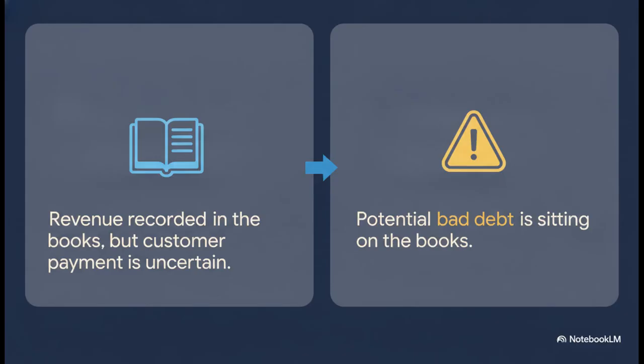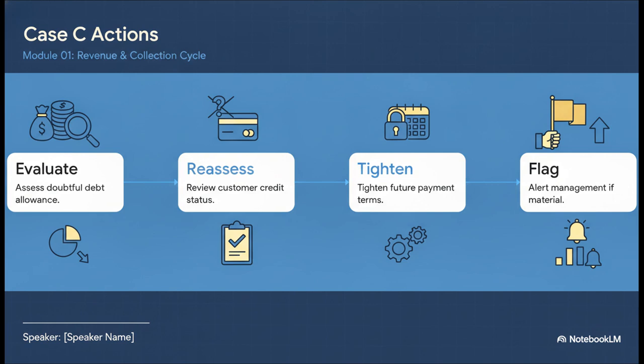Moving over to Case C, we're looking at a situation that creates a very dangerous false sense of security. Here's the deal. Revenue has been recorded in the books, but there's serious uncertainty about whether the customer is actually going to pay. The risk here is completely invisible until it's too late. You've basically got potential bad debt just sitting on the books, making the company's financial position look way healthier than it actually is. A response plan here has to be swift.